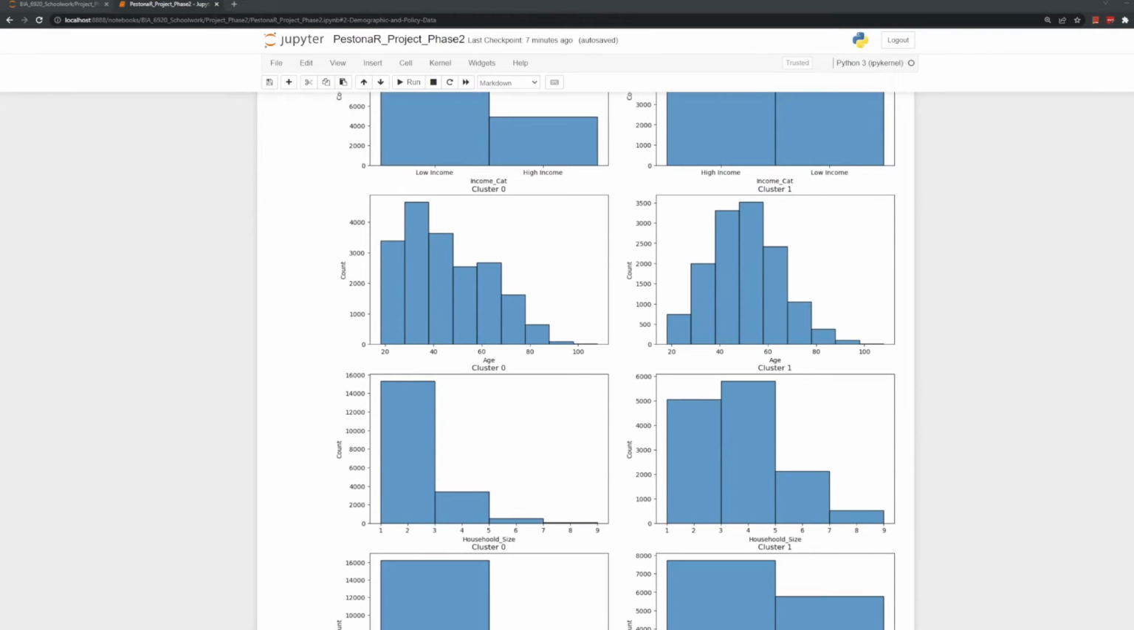Cluster 0 also looks to be a good bit younger than individuals in cluster 1, although all age ranges are represented in each one. There's definitely a lean towards the 20 to 40-year-olds, and then it dips back up into the 60, 70-year-olds, compared to cluster 1, which is really pretty focused on middle-aged individuals.